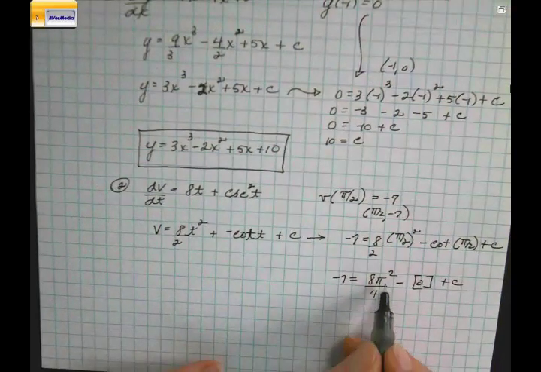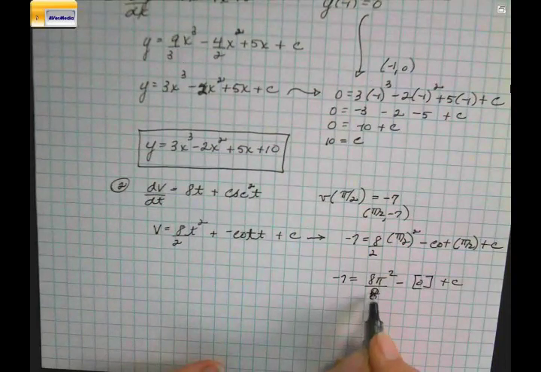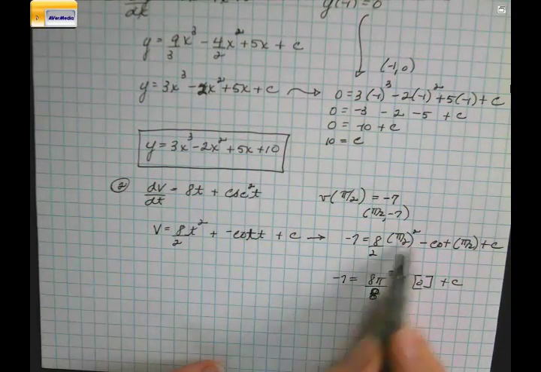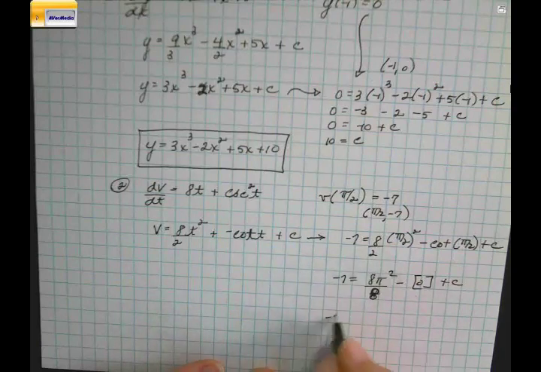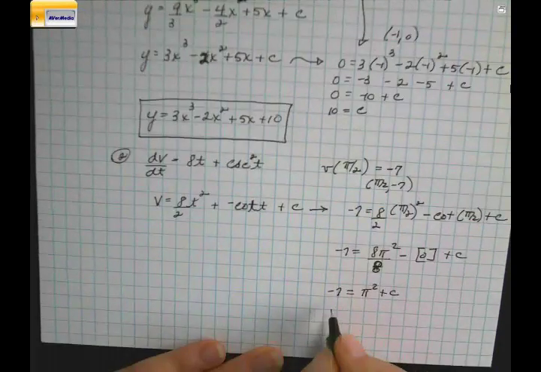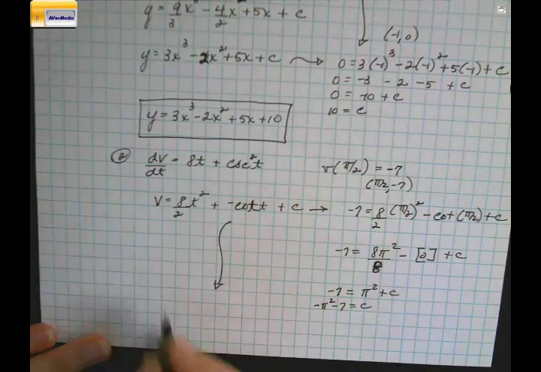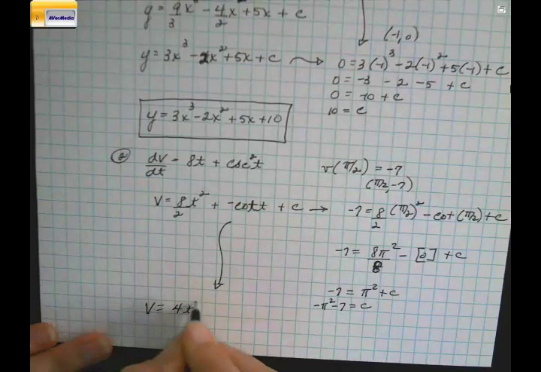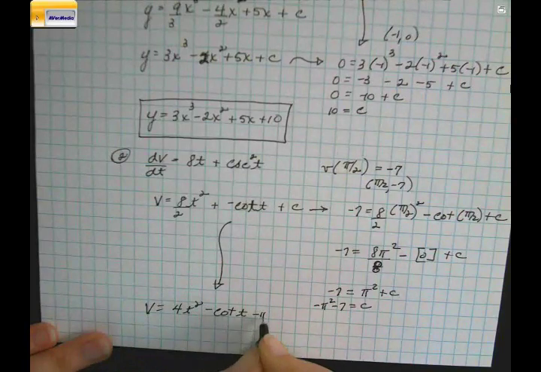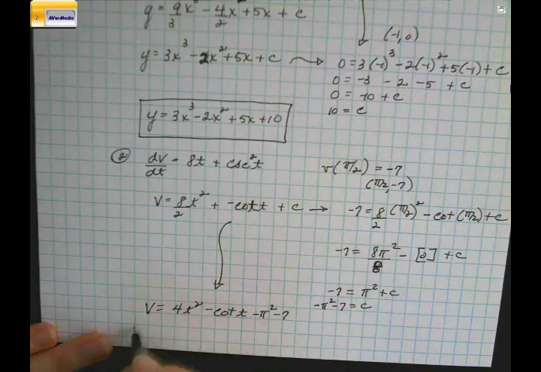So this is 0. This is weird. And this is wrong. This is not 8 pi squared over 4. What is it? 2 squared is 4 and 4 times 2 is 8, right? So this is negative 7 equaling pi squared plus c. So negative pi squared minus 7 equals c. So this result is really weird looking, but it is 4t squared minus cotan t minus pi squared minus 7.